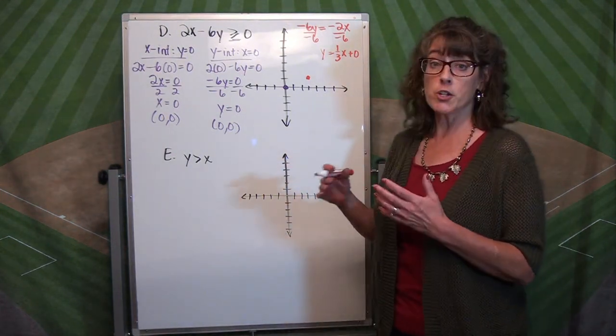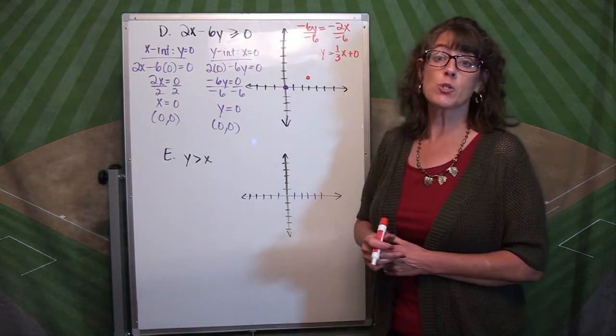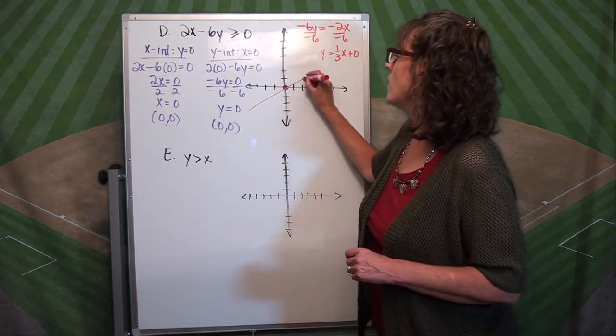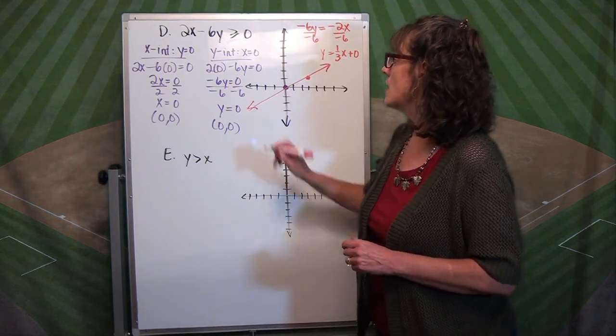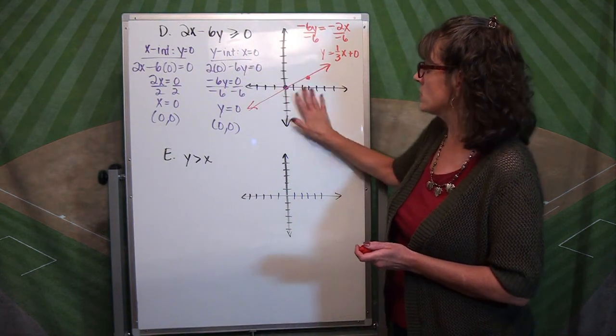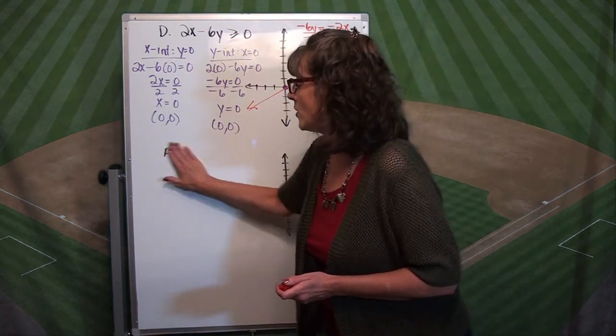Now, solid or dotted, there's an equal to part. So that means it's solid. And remember, that means everything on the line is going to be a solution. But I also have solutions either up here in this half plane or down here in this half plane. So I keep having to do this.